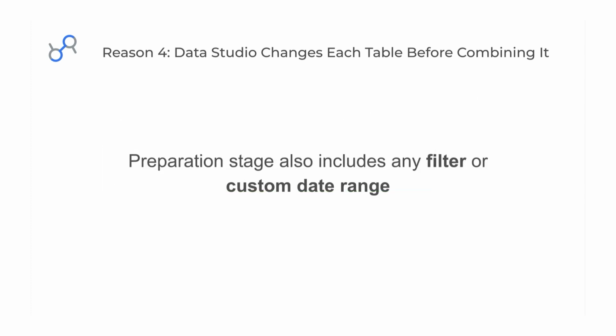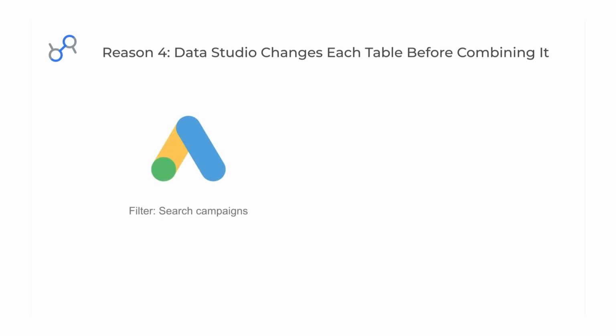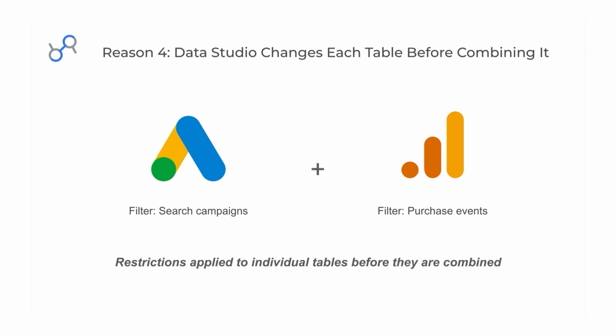This preparation stage also includes any filter or custom date range that you deliberately add inside an individual table in the blend editor. For example, you could filter the advertising table to include only search campaigns. You could separately filter the analytics table to include only purchase events. Those restrictions would be applied to the individual tables before Looker Studio combines them.